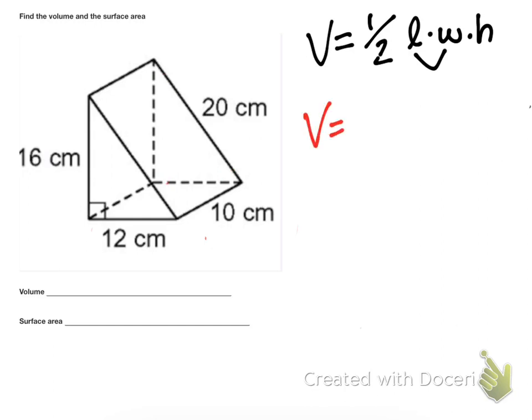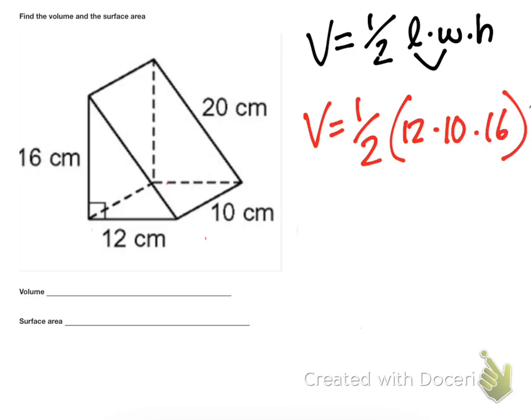So we fill this out. Volume is equal to 1/2. We got our length. It doesn't matter which is which. 12, got our width. 10, we got our height. 16, I always try to keep the height to be about the same thing, but we've got that. So we multiply. I also like to make things easy for myself. 1/2. 12 times 10 is 120.